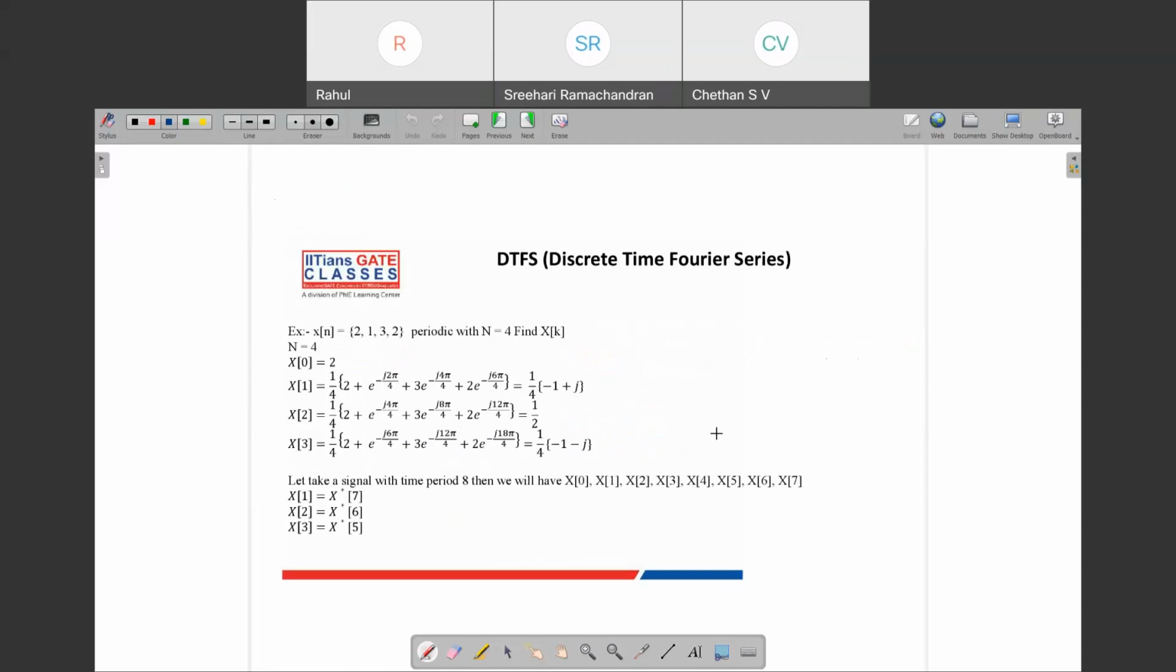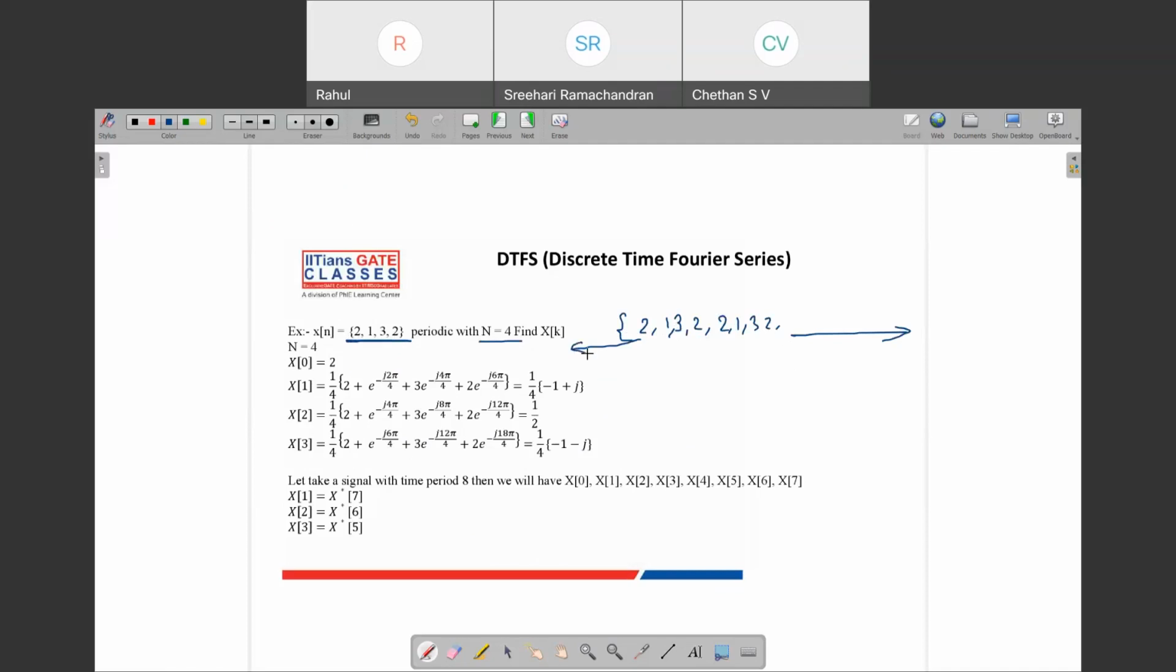Now let's take a quick example. Let's say we want to find out the Fourier series of this signal 2, 1, 3, 2. This is periodic with N equal to 4. What it means is that it will be like 2132, and then it will repeat itself, 2132, 2132, and continue on the right side as well as on the left side.